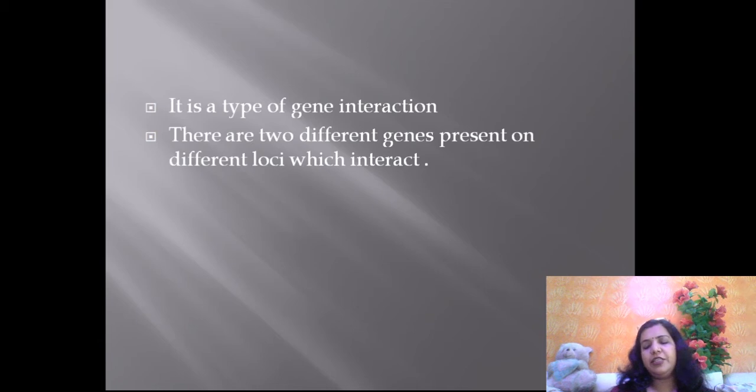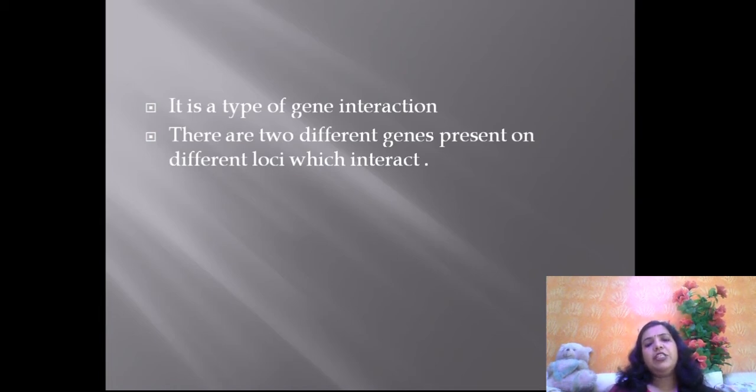What is non-allelic gene interaction? As we have studied in our previous lecture, gene interaction may be of two types: intra-allelic interaction and inter-allelic interaction. In intra-allelic interaction, two different alleles of the same gene interact. However, in inter-allelic interaction or non-allelic interaction, two different alleles of two different genes interact and produce a different type of phenotype, or you can say the Mendelian ratio gets modified.